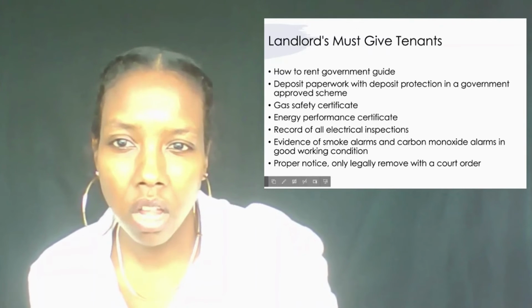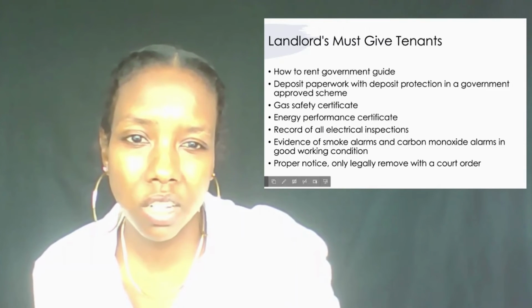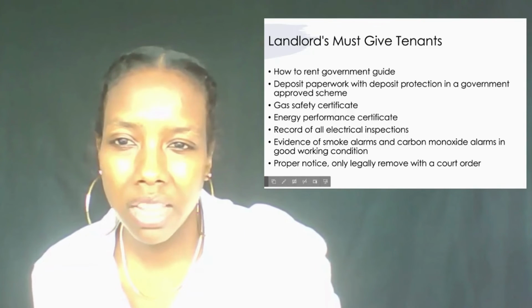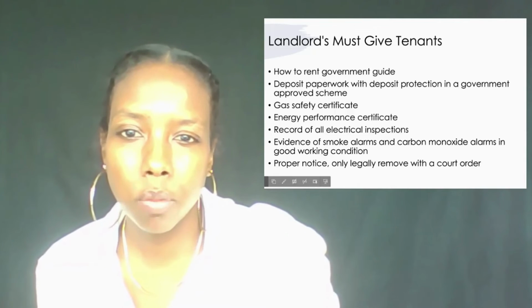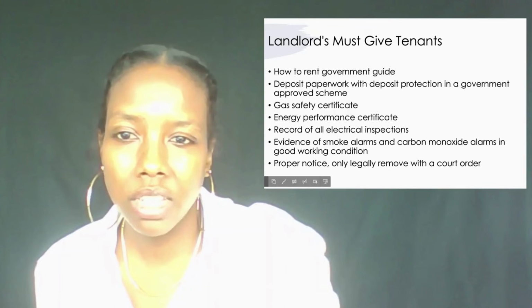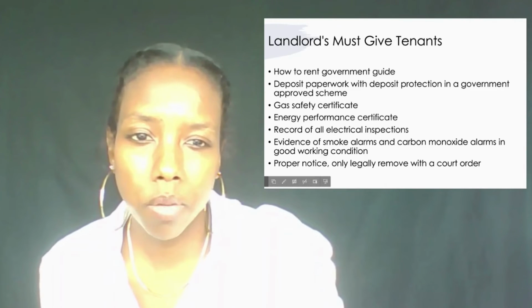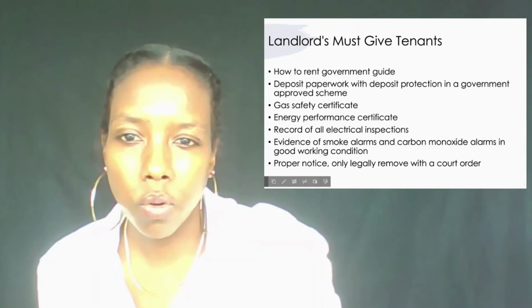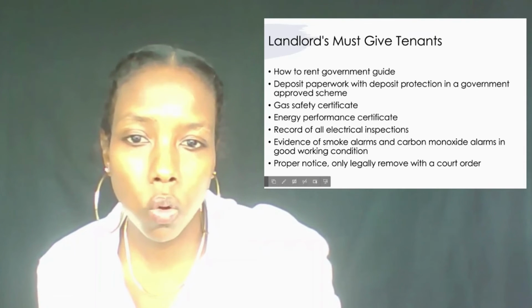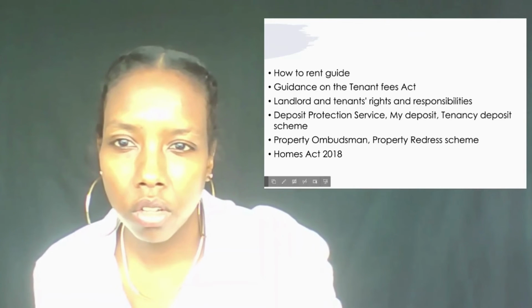Landlords must give tenants the How to Rent government guide, deposit paperwork with deposit protection in a government approved scheme, gas safety certificate, energy performance certificate, record of all electrical inspections, evidence of smoke alarms and carbon monoxide alarms in good working condition, and proper notice. Tenants can only be legally removed with a court order.